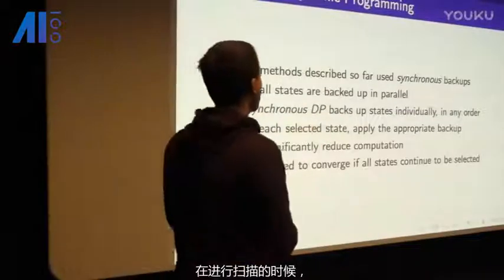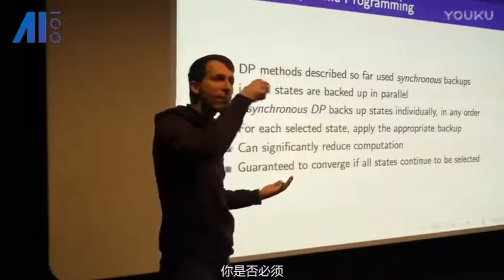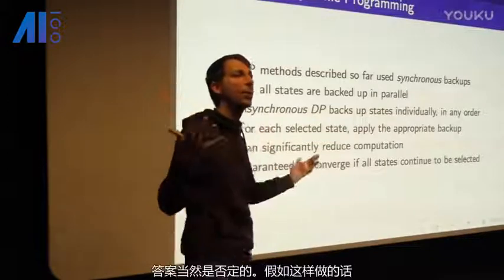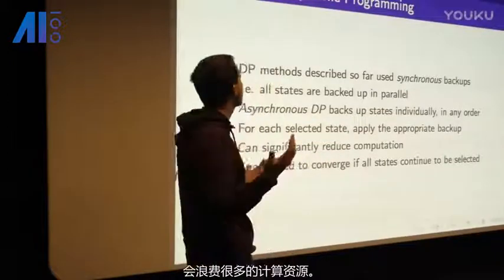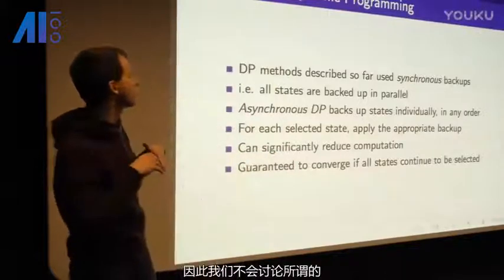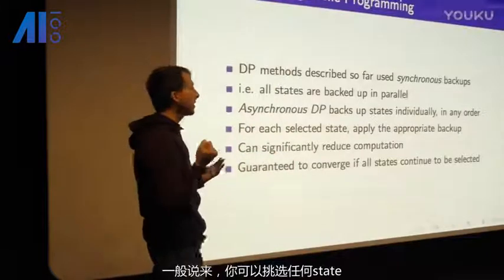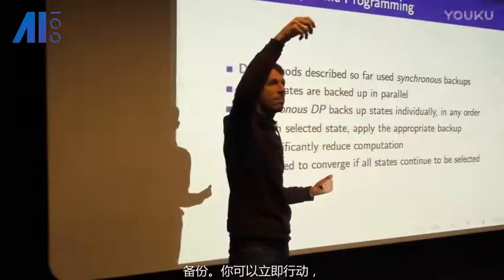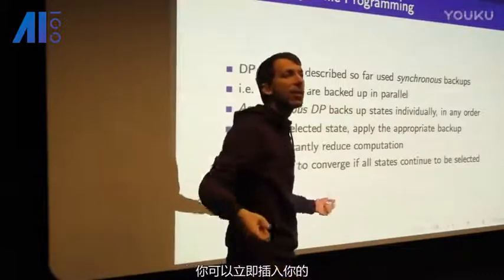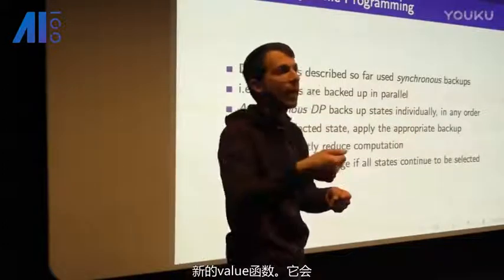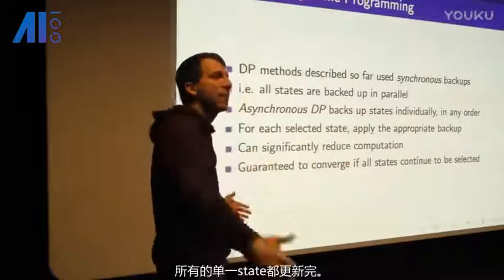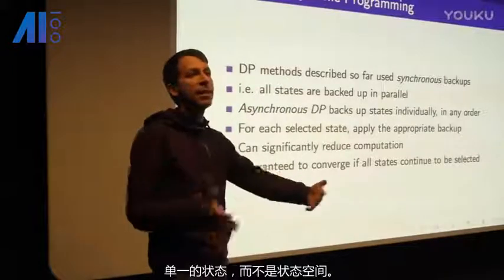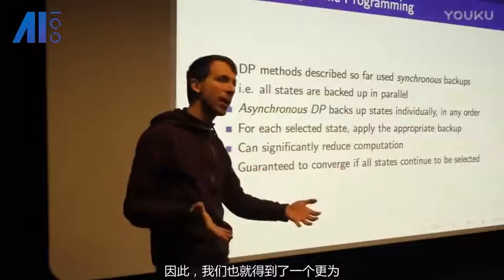So first of all, there was the question earlier, which is, do you have to look at every single state and update every single state in each sweep of your algorithm? And the answer, of course, is no. Often that's wasting a lot of computation. So we're now going to talk about what's called asynchronous dynamic programming, where you just pick any state you want to be the root of your backup, you back up for that state, and then you can move on immediately. You can plug your new value function back in at the bottom without having to wait until you've updated every single state. So we're going to break this relationship between iterations and updating every single state in our state space, and we're going to come up with more efficient algorithms as a result.